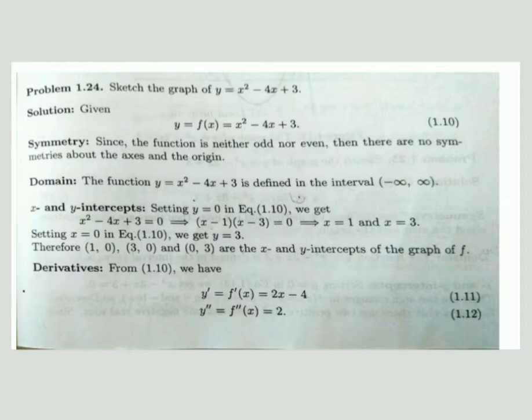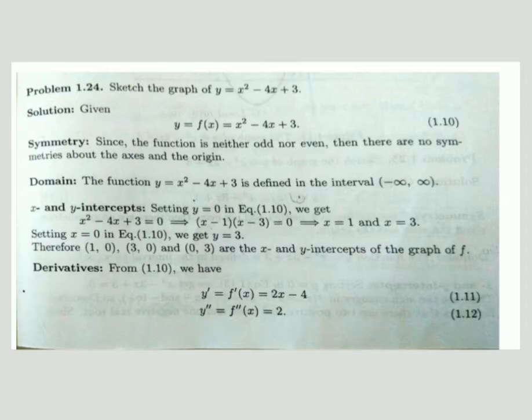So now to find the y intercept, set x is equal to 0 in equation number 1. That is y is equal to f of x is equal to x square minus 4x plus 3. As x is equal to 0, we obtain y is equal to 3. So therefore the y intercept is y is equal to 3, or otherwise (1, 0), (3, 0) and (0, 3) are the x and y intercepts of the graph respectively.